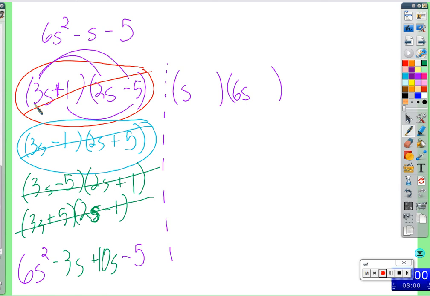Kim. 3s and 2s, there's just no way to make it work. So what can we try next? Can we try 2s and 3s? That's not a bad idea, except I could take all these pairs of parentheses and just switch the order. You think that would change the end result? All right, we explored that and found out that's actually exactly what we've done. We would just switch the order of those. So 3s, 2s, 2s, 3s. Not going to work.